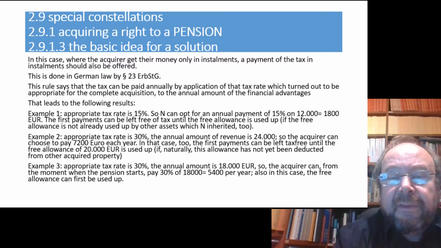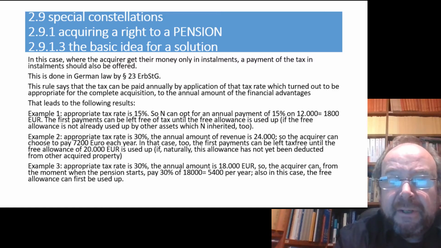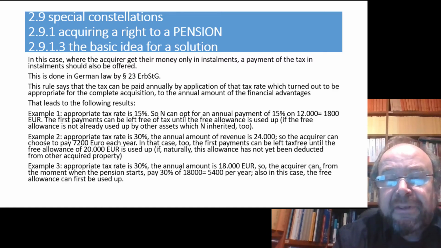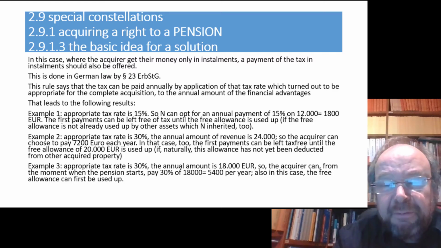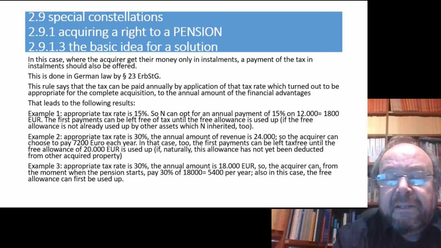So that would lead to the following situation. Example 1, we found out our friend ends up in the progression zone, which is 15%. So N can opt for an annual payment of always 15% out of each annual revenue. That would mean, in the case of N, 1,800 euro per year.